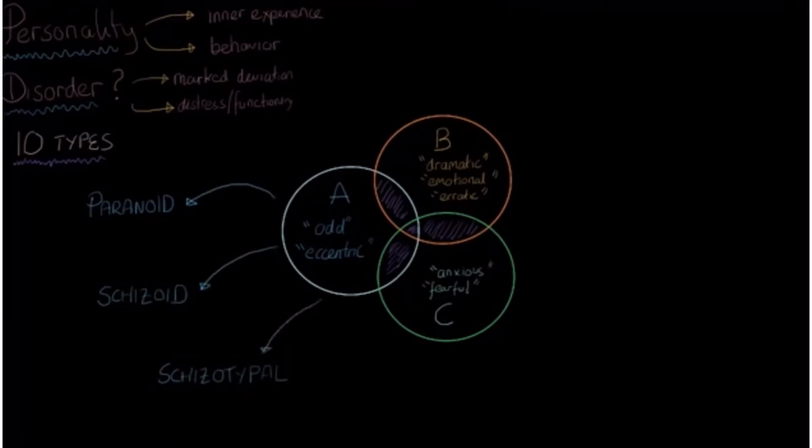Okay, so let's start with paranoid personality disorder. The key feature that really causes impairment here is this really profound distrust of other people. And that would be in keeping with the name, right? Paranoid. Let's look at schizoid. Someone who is schizoid often is very emotionally detached in their relationships, and shows little emotion. And finally, we get the schizotypal.